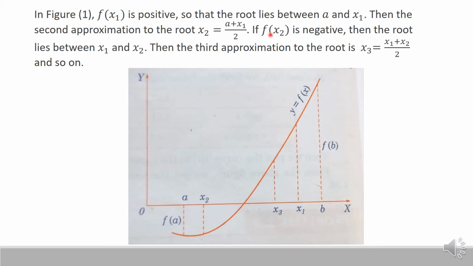If f of x2 is negative, so x2 will be on the other side of the x-axis. So here the root will lie between x2 and x1, so that the third approximation is the average of these two values, that is x1 plus x2 by 2. Suppose that f of x2 is positive, then the next approximation is between x2 and x3 and so on. So we proceed till we get the root of desired accuracy.